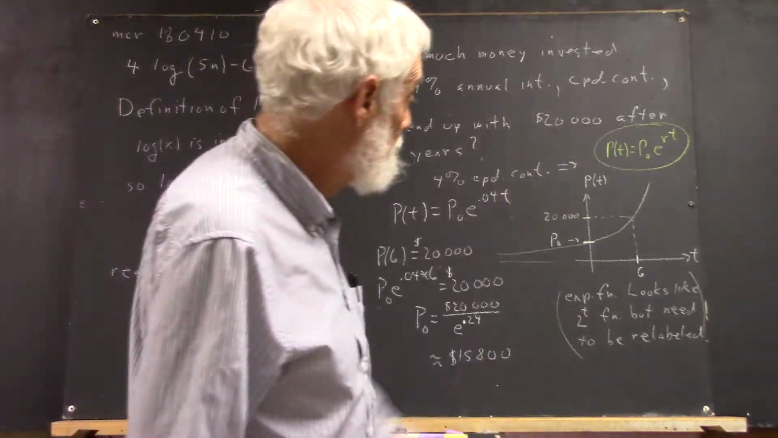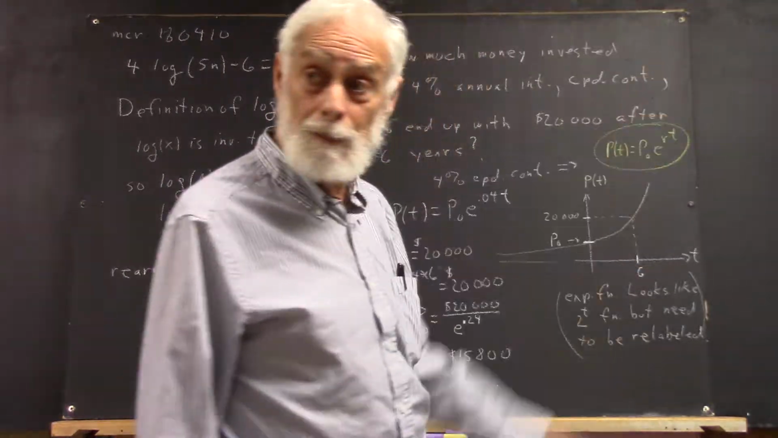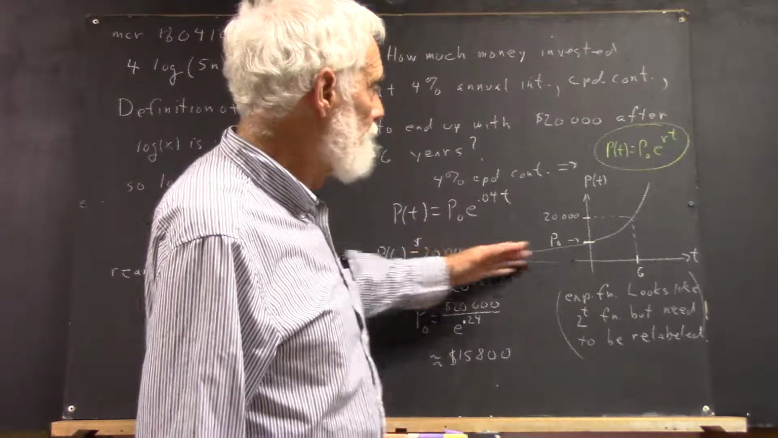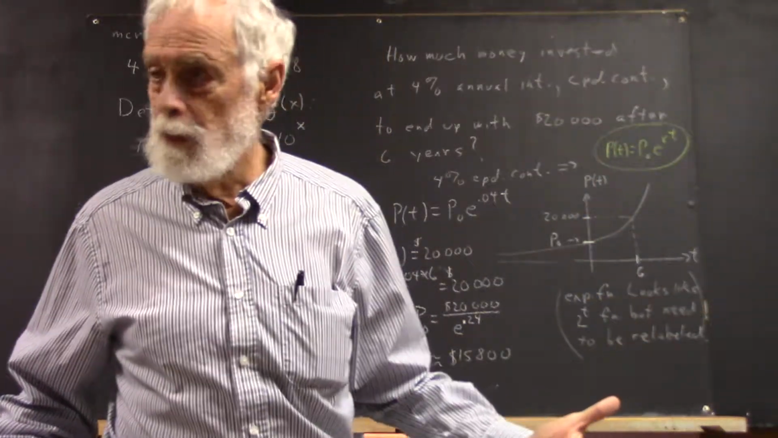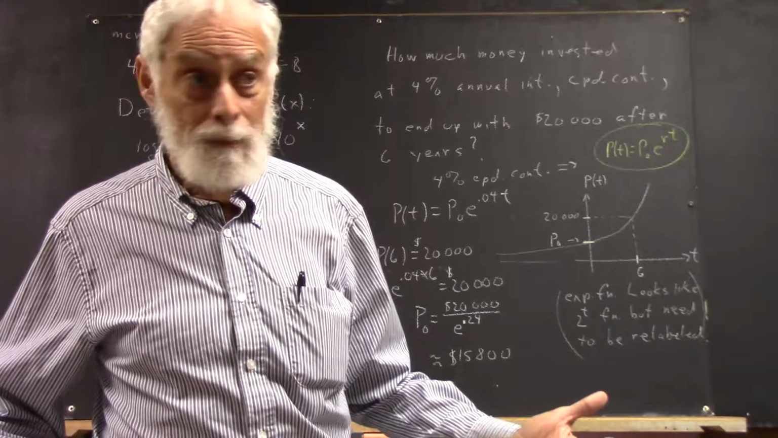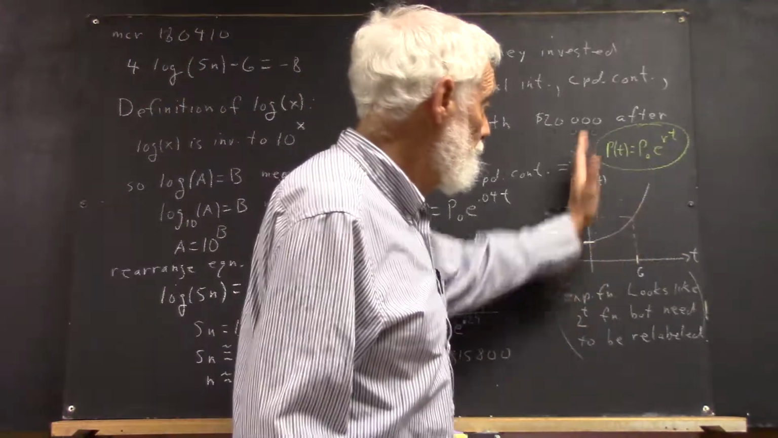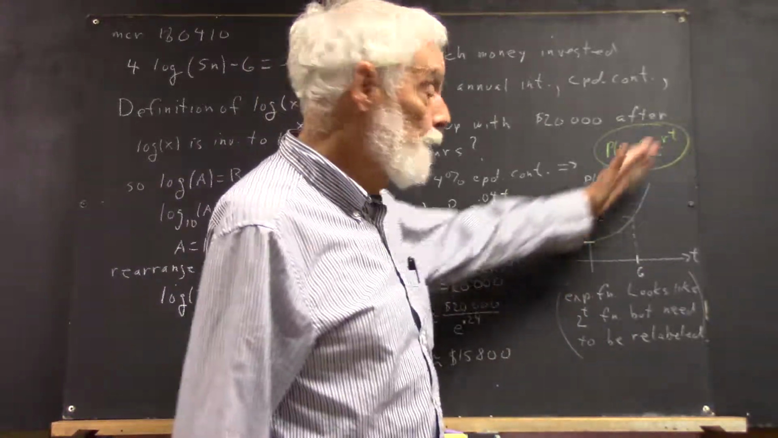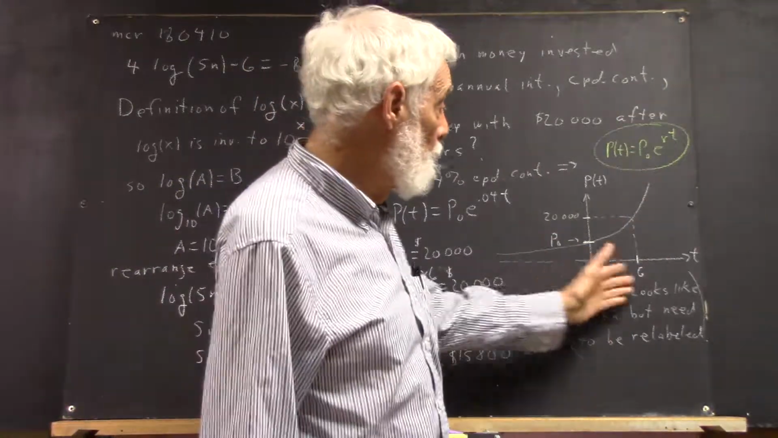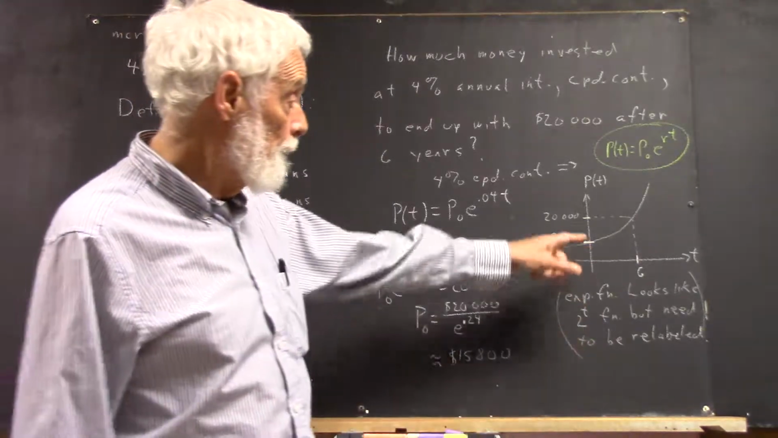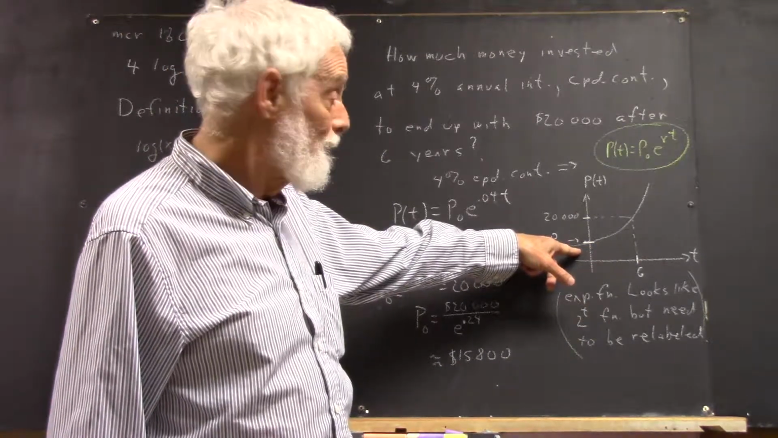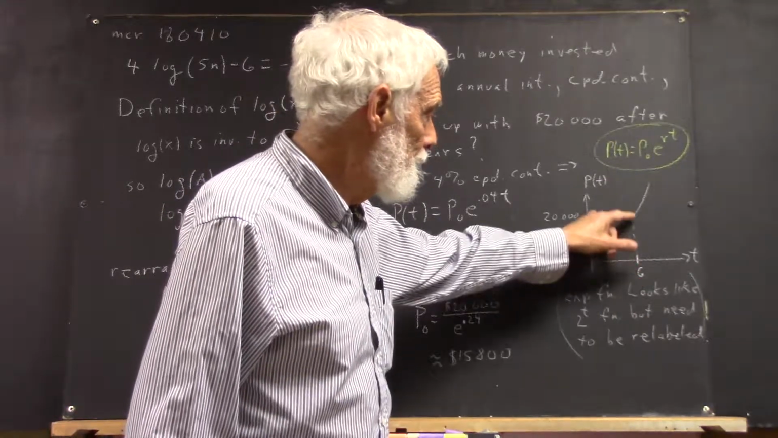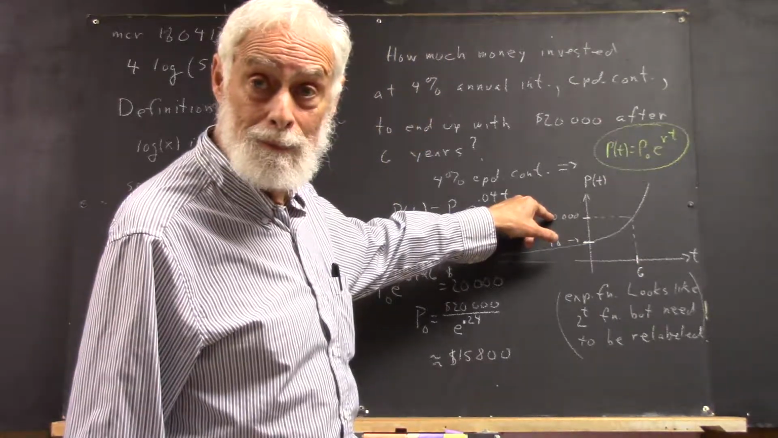We also have a picture. Here's your P of T function. And this is simply saying that, well, this graph has just the same shape as the 2 to the x function. It's just that the axes have different numbers on them. Okay? So you can safely draw a 2 to the x function and then figure out what numbers go where. P naught goes here. 6 is your T. And at T equals 6, you want to have $20,000. Okay?